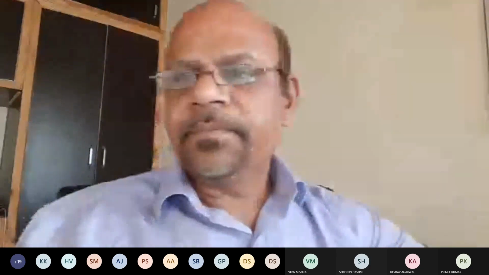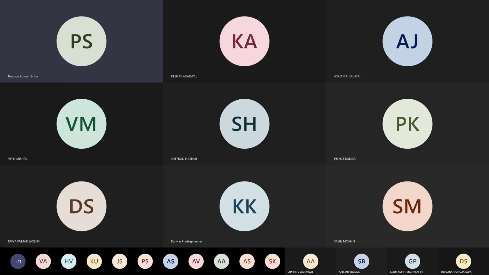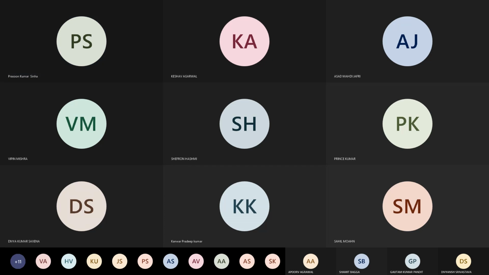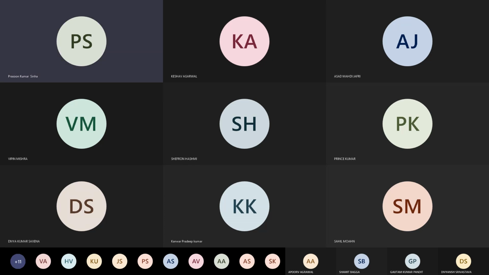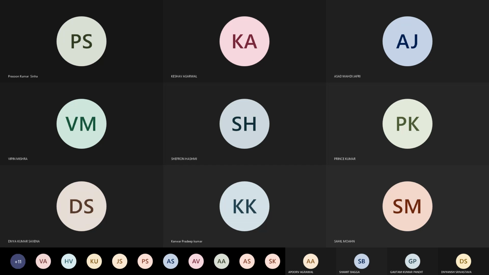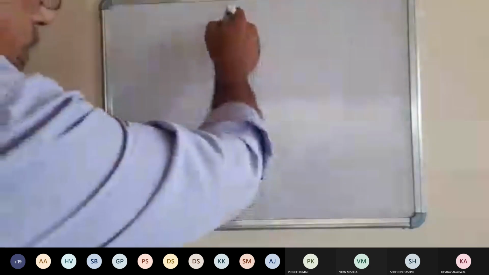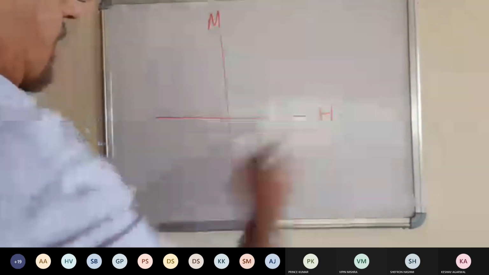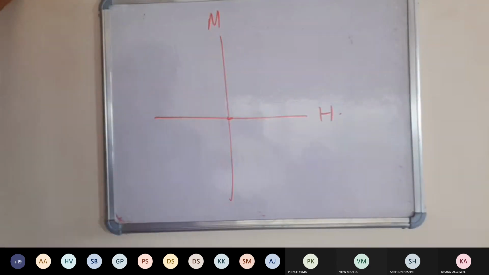So if we go to the board, we can see this situation of settling. One second. Okay. Right. So we have already seen the settling curve, that if this is the meridian horizon, on the equator it is like this.